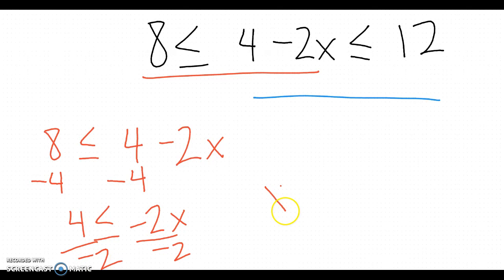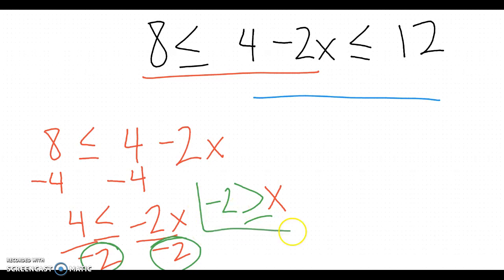I would get x. Again, what did we do here? We divided by a negative number. Well, whenever I divide by a negative number, I need to flip my sign. Then we would do this other side in blue.